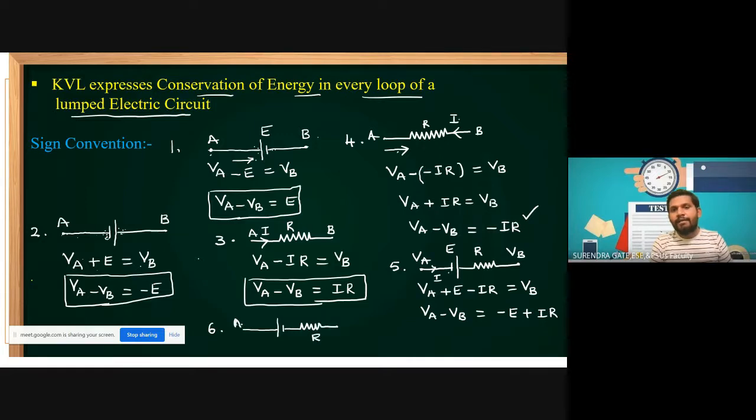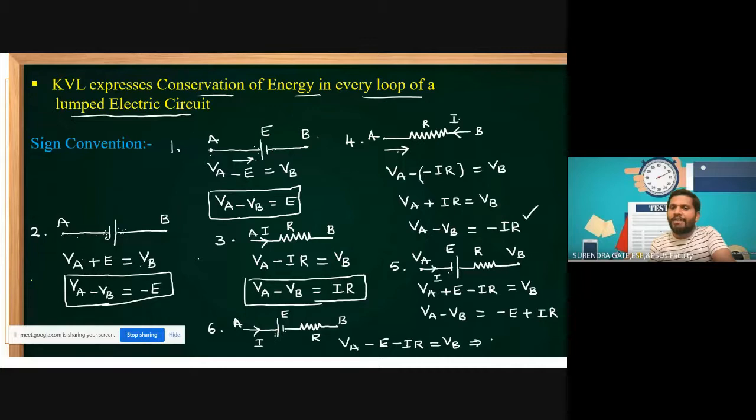Let this be A and this be B. The current direction is like this. Can you apply this one? Yes, friends, this is VA. We are moving from positive to negative. Positive to negative means a fall of voltage. Fall of voltage means this is the battery E, minus E. Always a drop is negative. Minus IR is equal to VB.